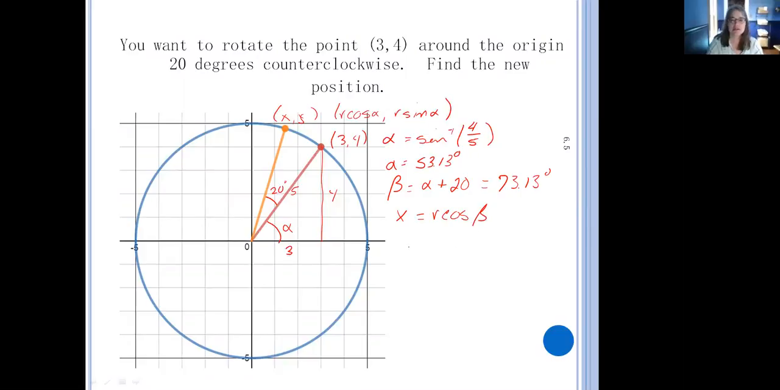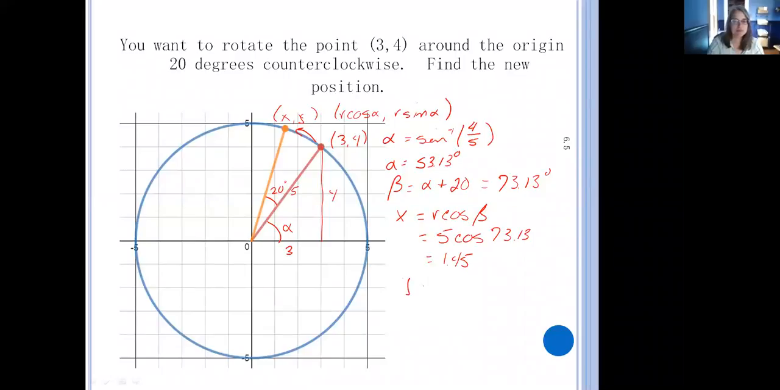But I can get my xy coordinates now, because x is r cosine beta, or 5 times the cosine of 73.13, or 1.45. Does that make sense? That my x would be smaller? Yeah. I moved from this point here to this point here, so I'm closer to the y-axis. So x is smaller. But y should be bigger, right?